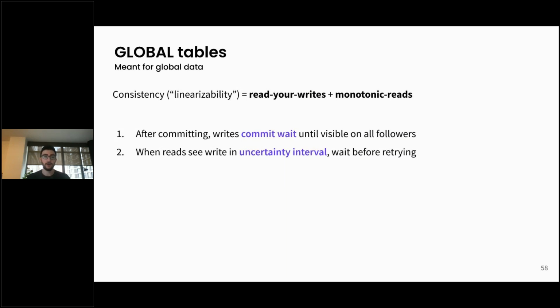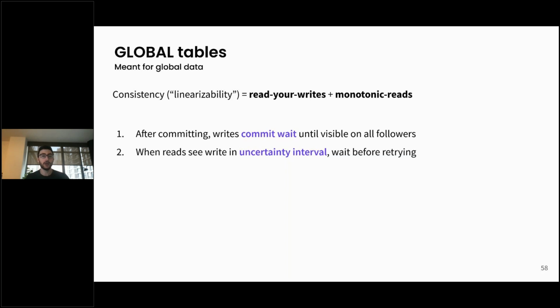Although this is a little different, and the details there are subtle, but in Cockroach, this is a wait paid after a transaction removes its locks, and not before. This is also a cost that Cockroach only pays when writing to global tables. And it's actually why writes to global tables are slower. These are waiting out the maximum clock offset between any nodes within the system. Now, to ensure monotonic reads, we extend the read uncertainty interval concept that we talked about before.